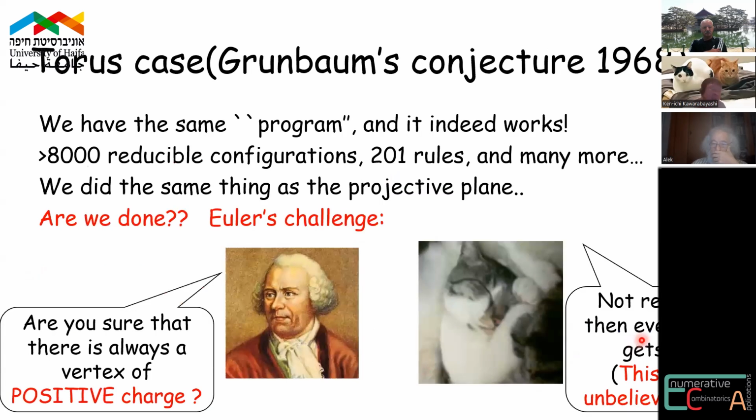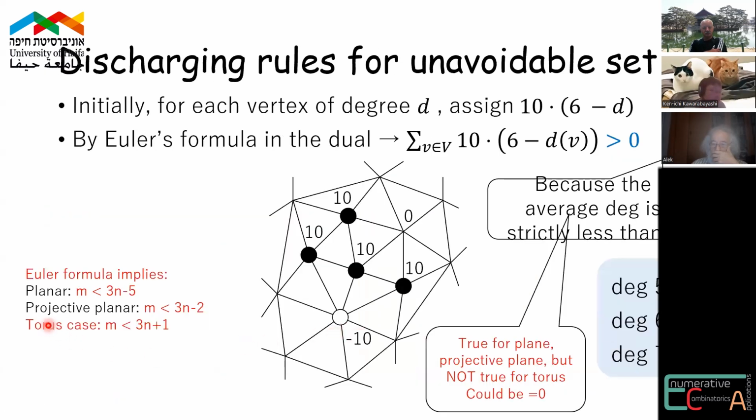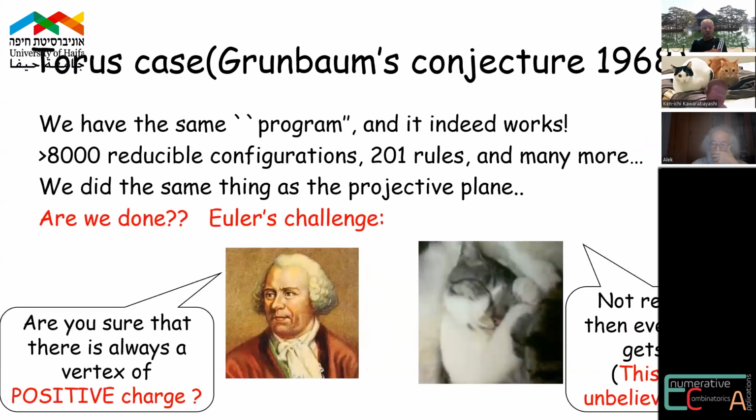Well, as I said here, not really. This is really because in the torus case, this could be 0. This could be 0. So that means that it's possible that every vertex gets 0 charge. And what do you do? And this is unbelievably hard. That's what we couldn't get rid of at the moment. But we hope that this can be done soon.